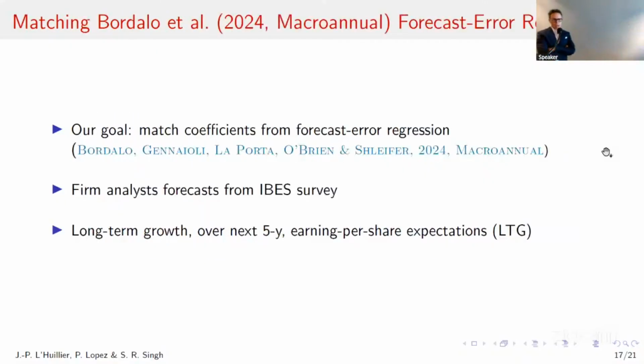So this is the Bordalo, Gennaioli, La Porta, O'Brien, Shleifer macro annual paper. What they focus on is growth expectations, earnings per share expectations. And we're going to take from these long-term growth expectations over the next 5 years. These are firm analysts that follow a subset of firms, and they give answers for this LTG measure. I'm going to abbreviate it as LTG, long-term growth, in the IBES survey.